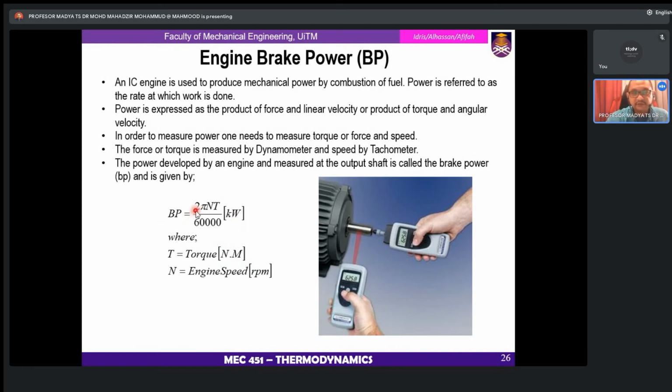Brake power is equal to 2 pi NT over 60,000. So that is the brake power, where T is torque and N is engine speed in RPM. When the power comes from the engine itself, we call it brake power.